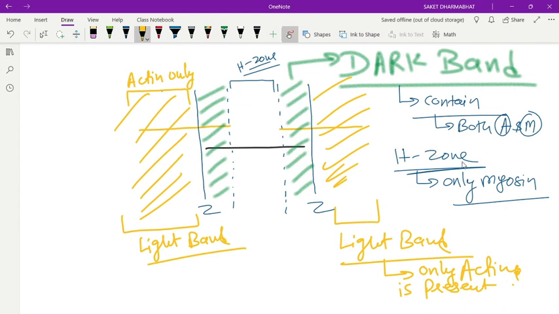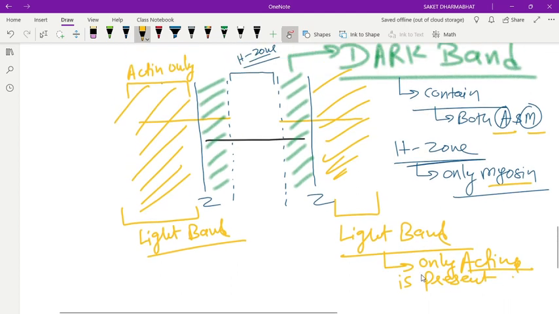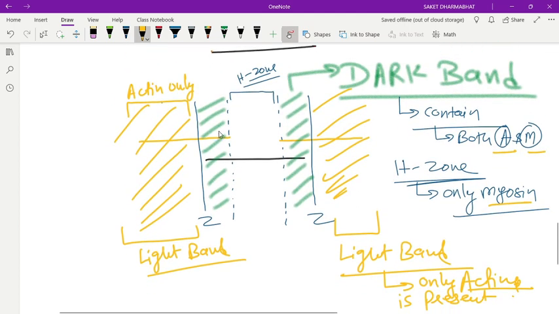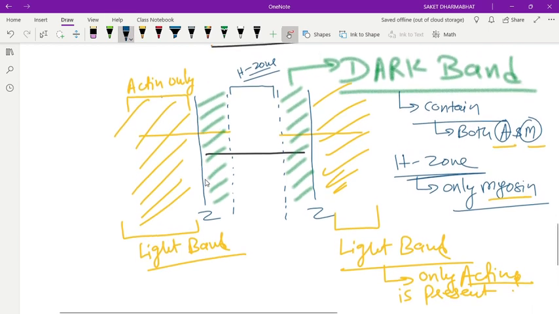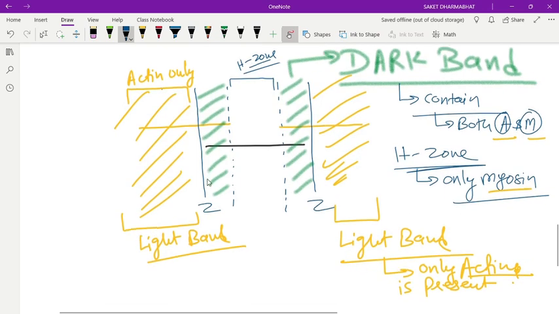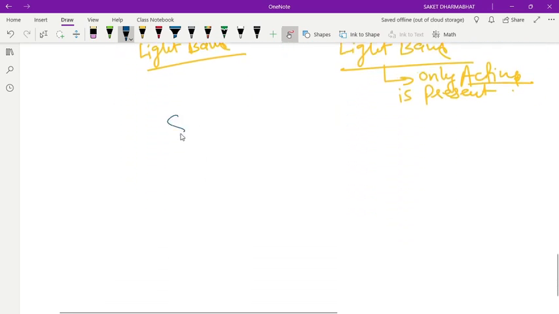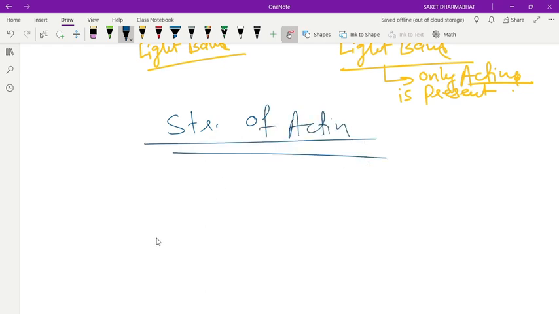Okay, so this is the concept where the confusion takes place. Dark band contains both actin and myosin, edge zone only myosin, light band only actin. Up to here understood? Can I move ahead? Yes, sir. Okay. Next, we are going to talk about the structure of actin.